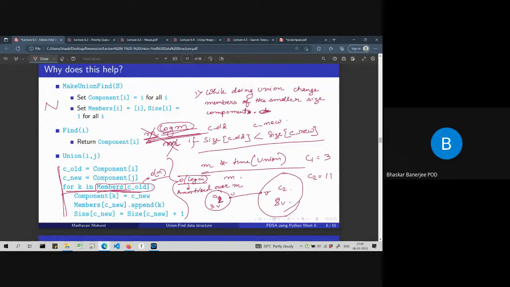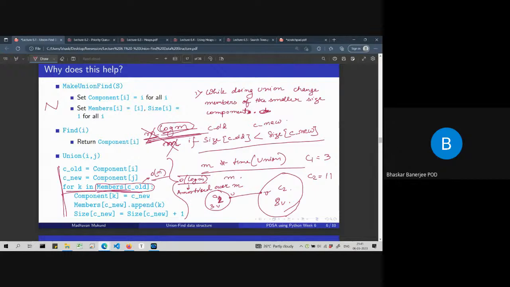But whether this analysis will reach a point where, suppose some n is there, say 10,000, 4,000, 10 to the power 7, after that it will stabilize and it will take the same amount of time?